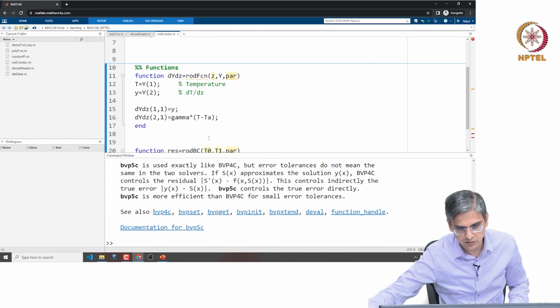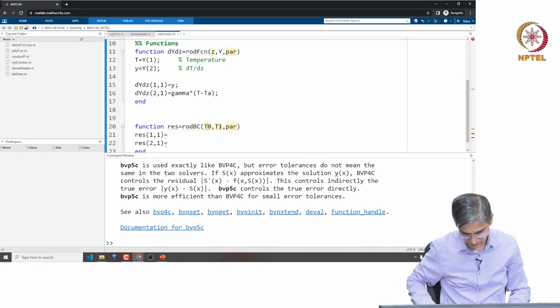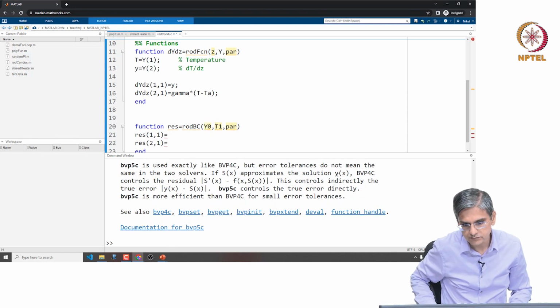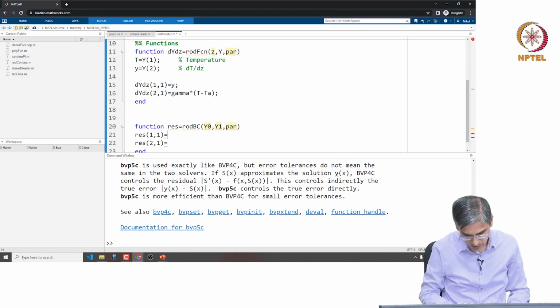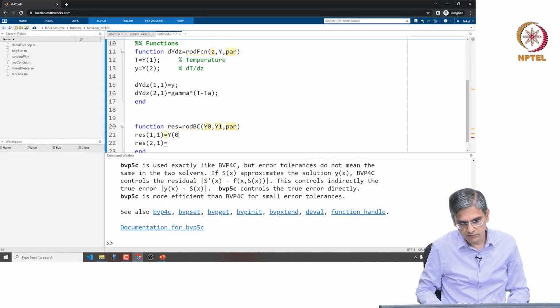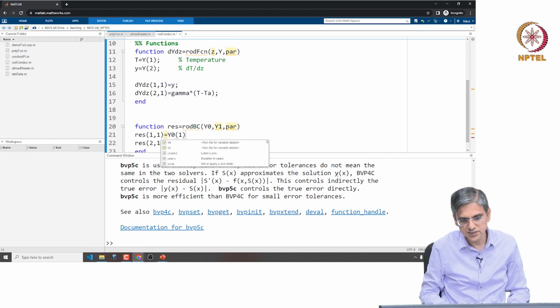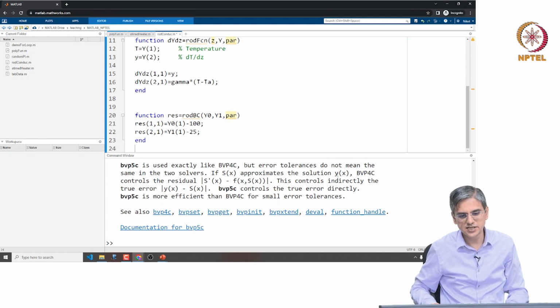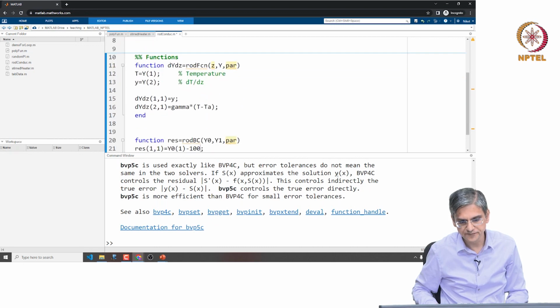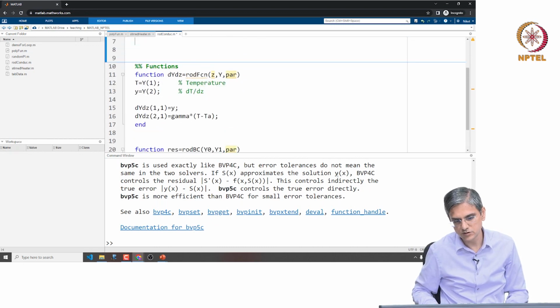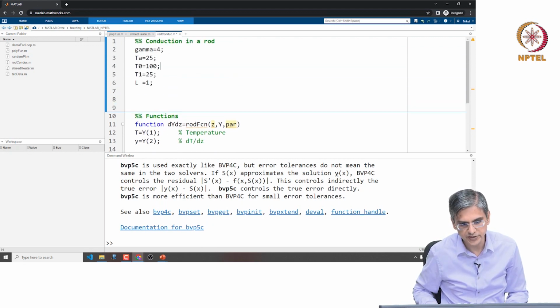It's not T0 and T1. It's y0 and y1. Okay. y0 1, this is the temperature, minus 100 is the first boundary condition, y1 1 minus 25, that is the second boundary condition. Okay. So this is the rod BC. We do not need the parameter over here, that's perfectly okay.